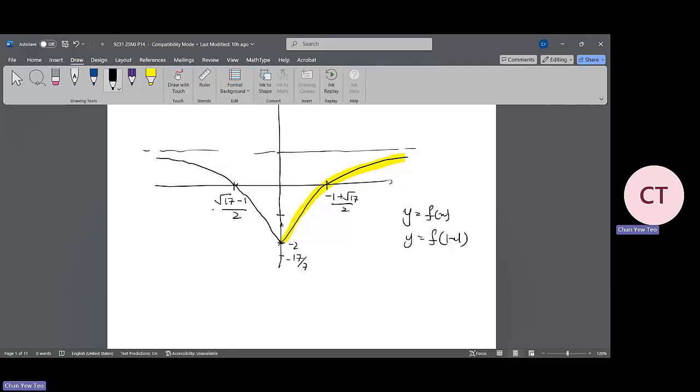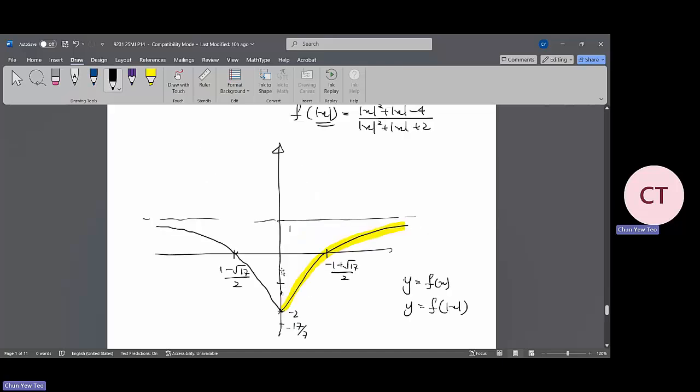No, no, no. This one is 1 minus 17 over 2. It's opposite. So if this is a, then this will be negative a. That's all. Okay, so this is the answer. This is the graph after you find the modulus.